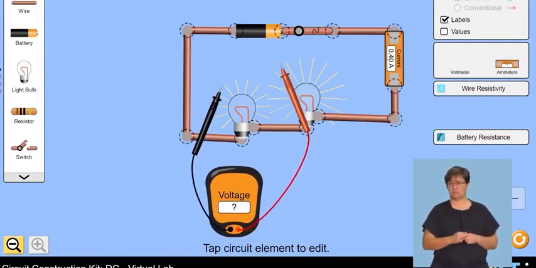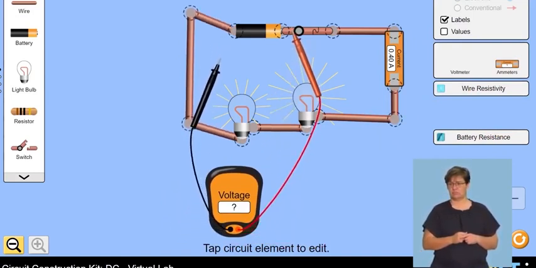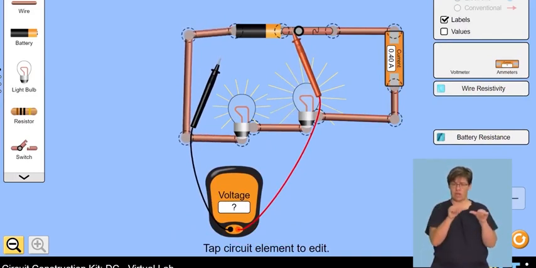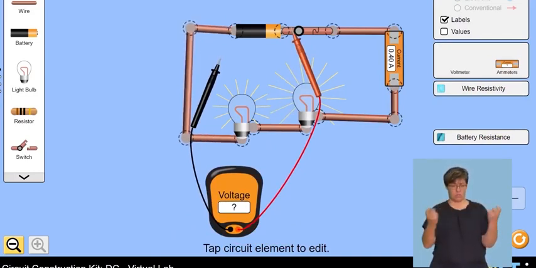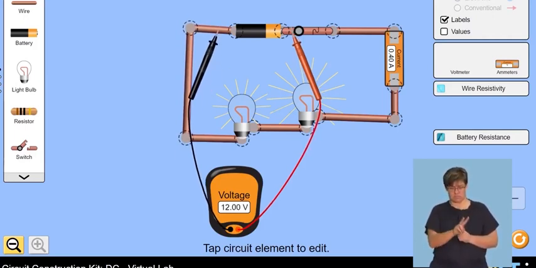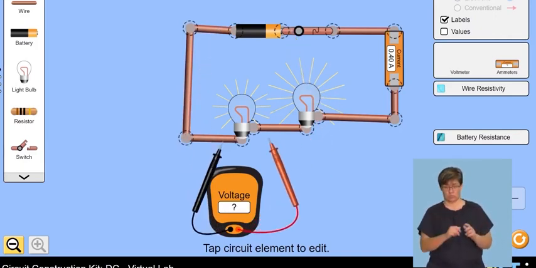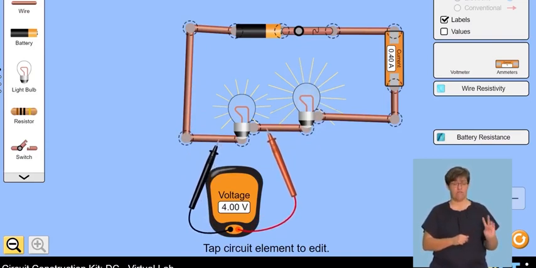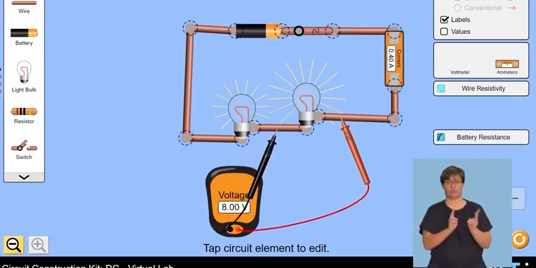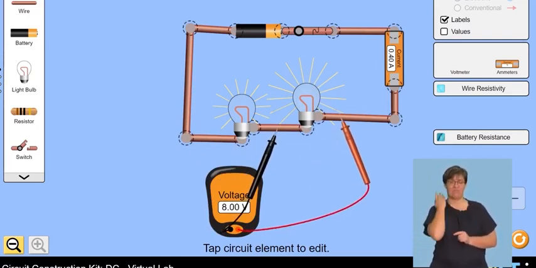Now, let's measure the voltage across the source. We can tell it says it's 12 volts. The 12 volts is split between R1 and R2. R1 in this case is 4 volts, so 4 plus 8 gives us the 12 volts. This is what we meant when we said that voltage is divided, but the current that flows through each of the two resistors is the same.